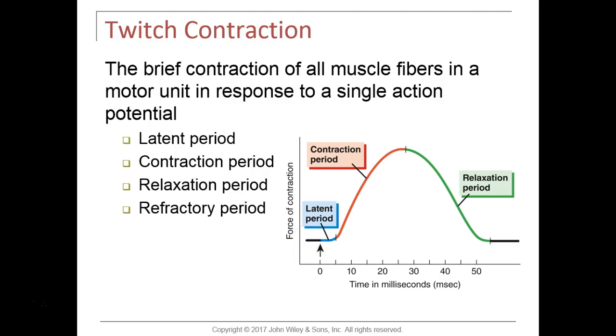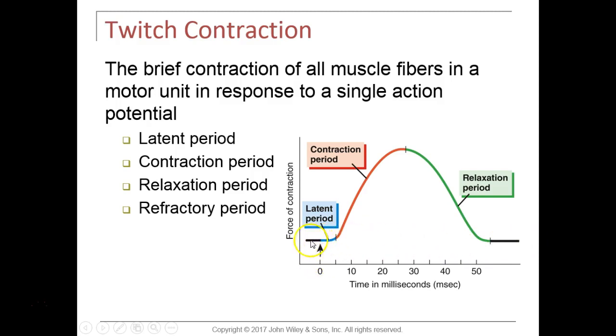A muscle twitch is a complete muscle contraction with a complete relaxation. What you're looking at here is a myogram. It's a tracing of the contraction force of a muscle. It involves three different periods: the latent period, the contraction period, and the relaxation period. If we hooked our muscle up to a machine and did a force recording and the muscle was not contracting, we would just see a straight line at the bottom. That would be called the baseline.